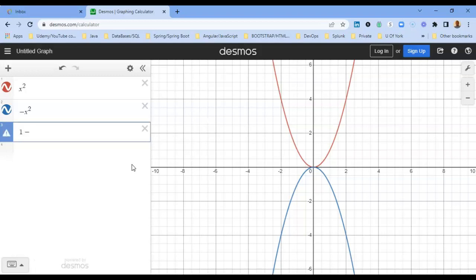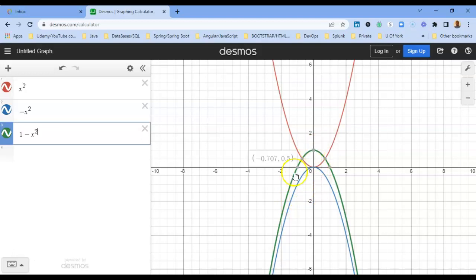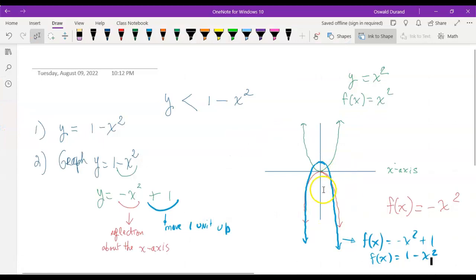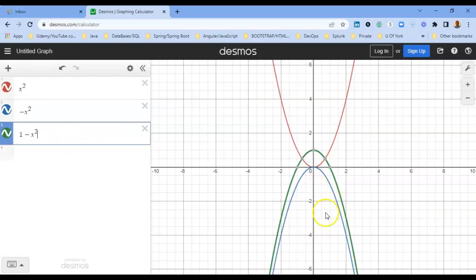And then the third one, if I have 1 minus x squared, or negative x squared plus 1, the vertex here, the blue one, is going to go 1 unit, right, at (0, 1), and all the other points go up by 1 unit, right? So you can see that's exactly what I did here. This one looks better, okay?